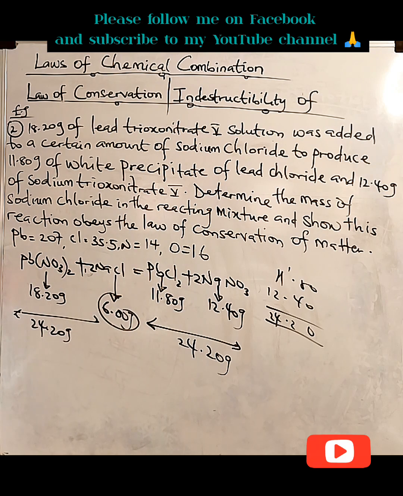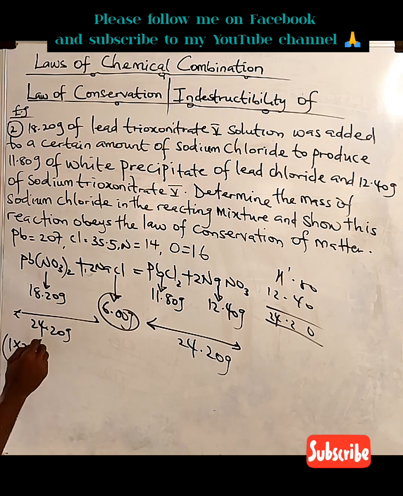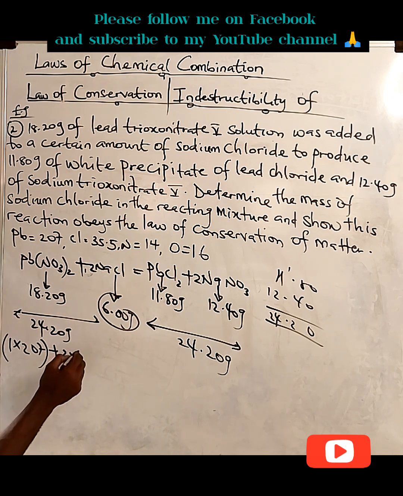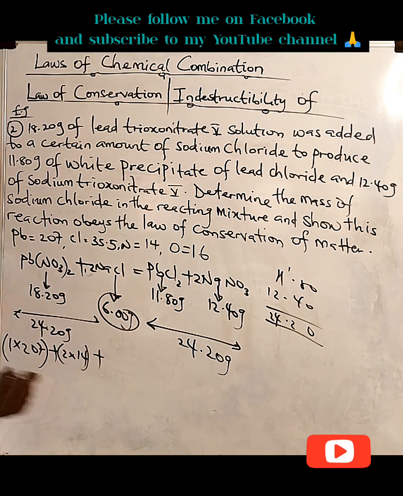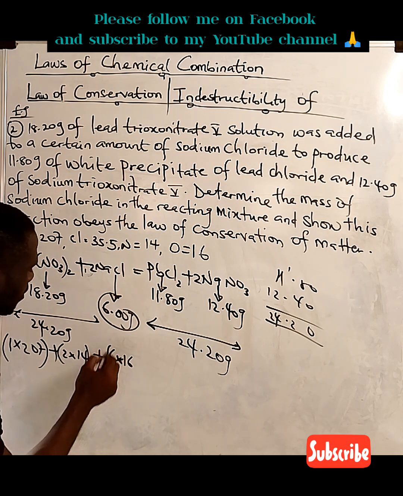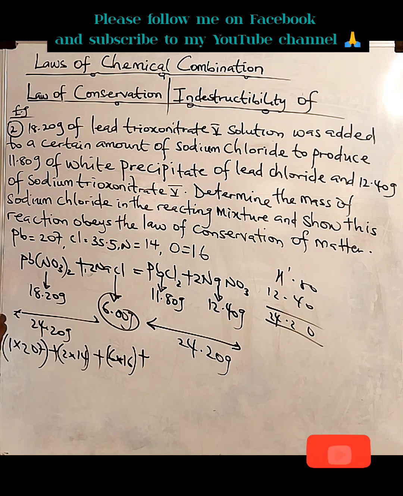So lead here, one atom of lead, I have 1 times 207. We know that already. Then plus nitrogen is 2 atoms of nitrogen, I have 2 times 14 for nitrogen. Then plus oxygen is 6 atoms altogether. That will be 6 times 16. Then plus sodium here is 2 atoms of sodium.